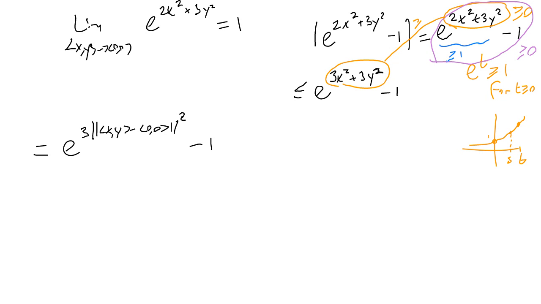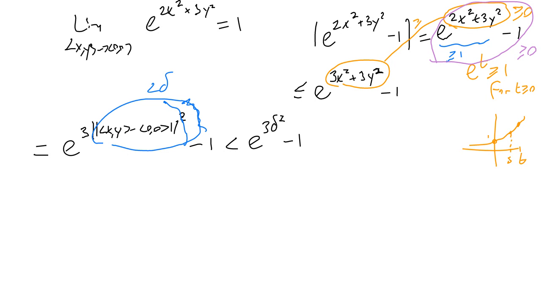Okay, so now once we're at this step, the way that I explained this in my lectures, other lectures may have done this differently, but you should be able to do this. We know that this distance is going to be less than delta eventually. So it follows that this is going to be less than e to the power 3 delta squared minus 1. Once we choose our delta and we choose our point x, y such that the distance to the origin is less than delta, we can get that this is now less than e to the power 3 delta squared minus 1.